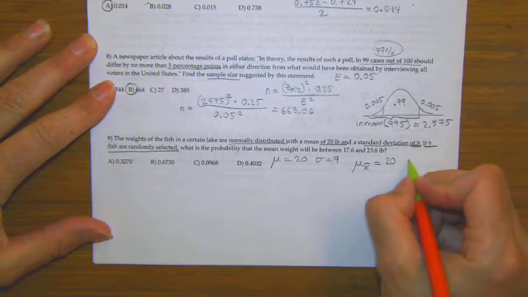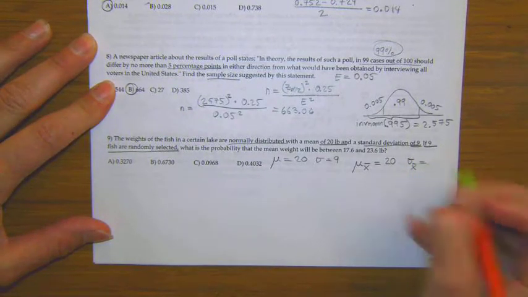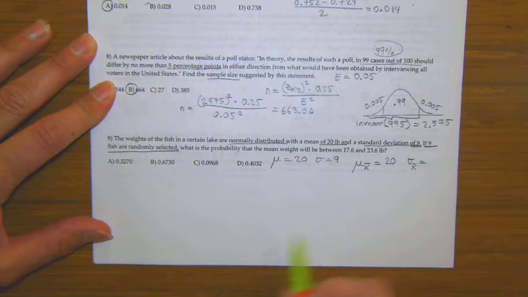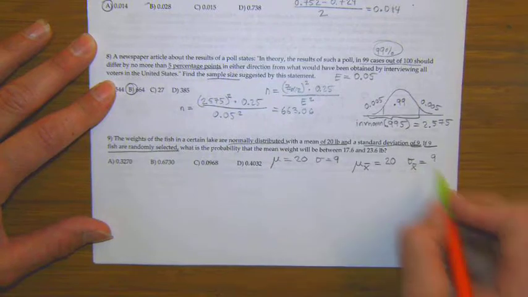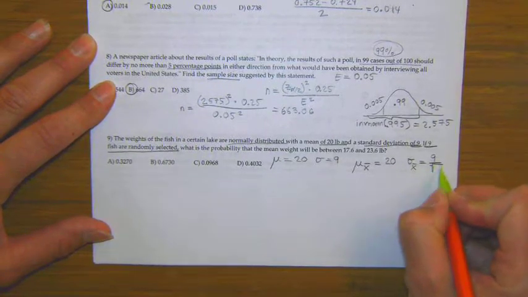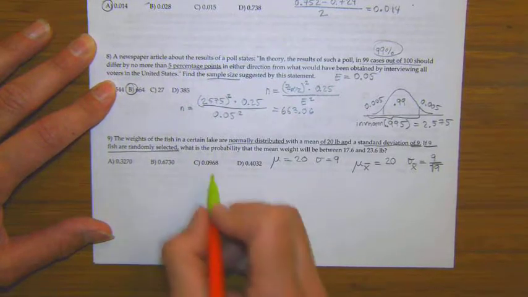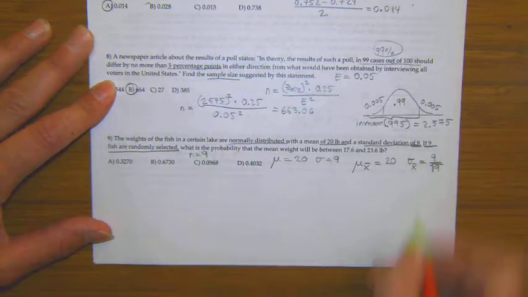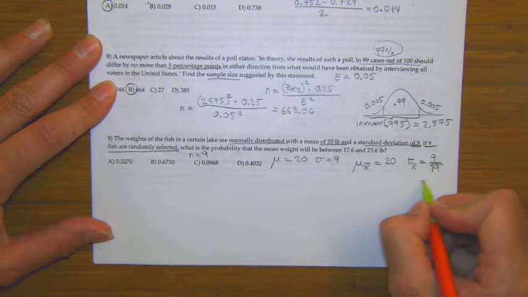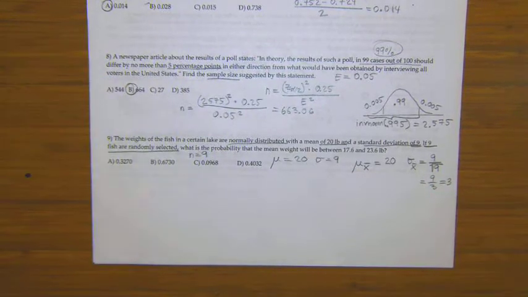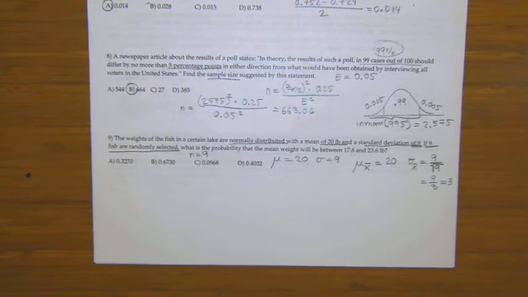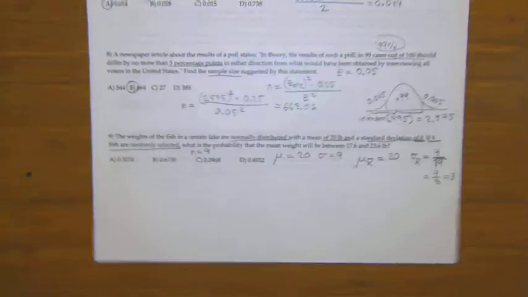So our standard deviation is what changes. The standard deviation is 9, and our sample size is also 9. So it's 9 divided by the square root of n, and n is 9. So this is 9 divided by 3, so it's actually 3. So this time we end up with a nice round number.